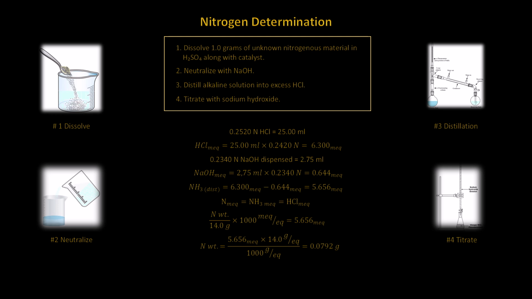Since the ammonia is equal to 5.656 milliequivalents, the weight of the nitrogen is 5.656 multiplied by the atomic weight of the nitrogen, which is 14 grams per mole. This value is then divided by the 1,000 milliequivalents per equivalent. The grams of nitrogen then equates to 0.0779 grams. The percentage of the nitrogen present in the 1.0 gram sample is therefore 7.79% as shown.